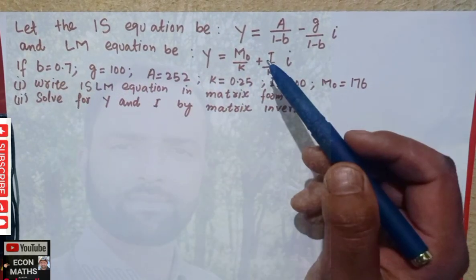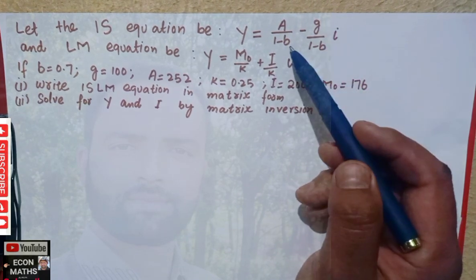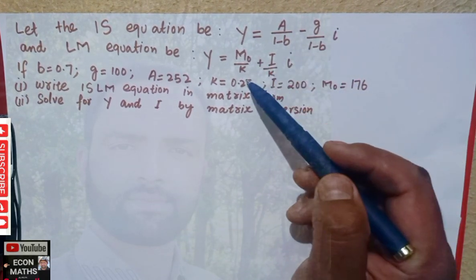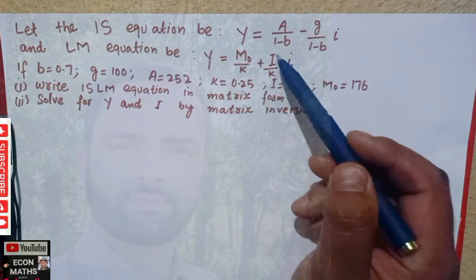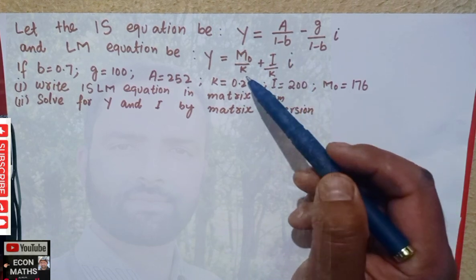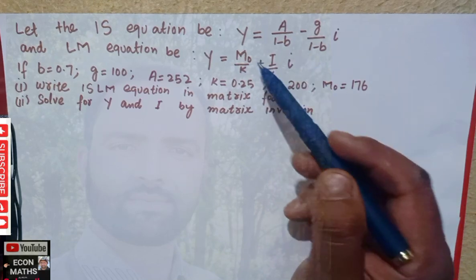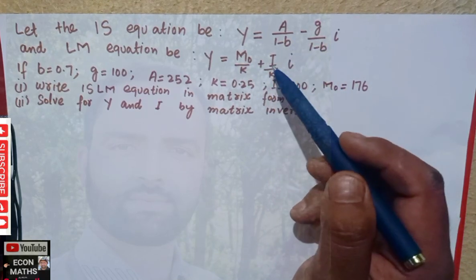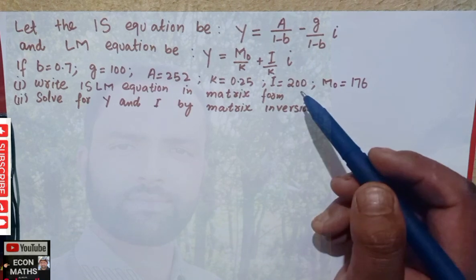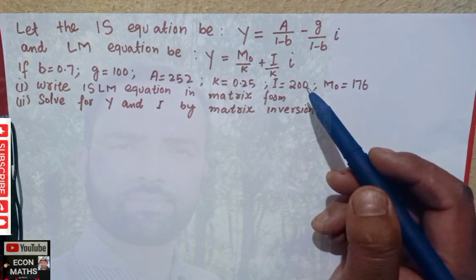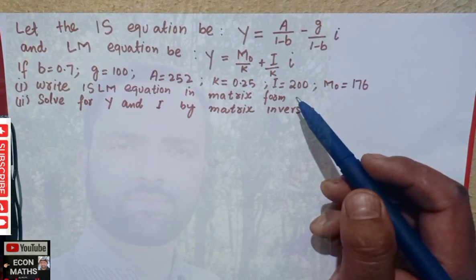And we are also being given the value of a, g, b, m naught, k, I. Sorry, this capital I, which is the investment, m naught is the money supply. I will not go into the details of what these variables tell us. I have actually made the videos on ISLM model, you can check them out.